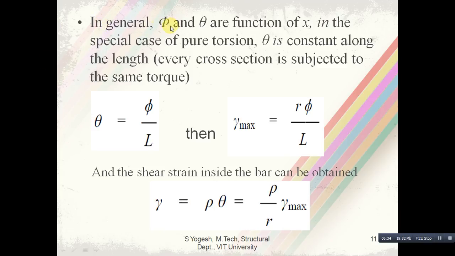In general, phi and theta are functions of x. In the case of pure torsion, theta is constant along the length, so every cross section is subjected to the same torque. So theta is equal to phi by L. Then we can write gamma max equal to r phi by L. And the shear strain inside the bar can be obtained as gamma equal to rho theta. That gives rho by r into gamma max.